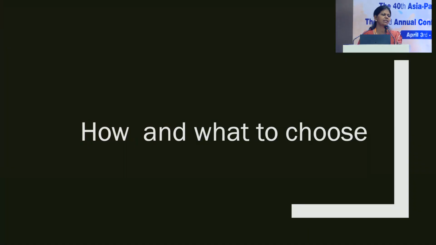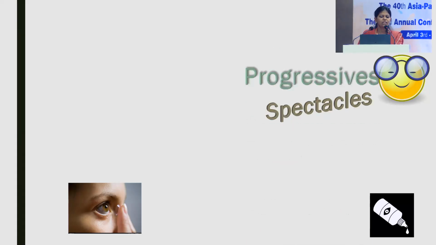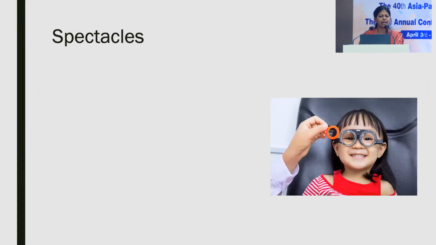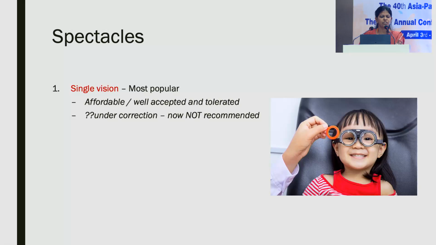So how and what to choose? There are so many things now we are having. Some of them are saying glasses, some of them are drops. How do you choose? So there are spectacles, progressives, bifocals, ortho-K lenses, contact lenses. There is an n number of these. Each speaker is going to tell us exactly how they work, but I'm going to rush through the types.